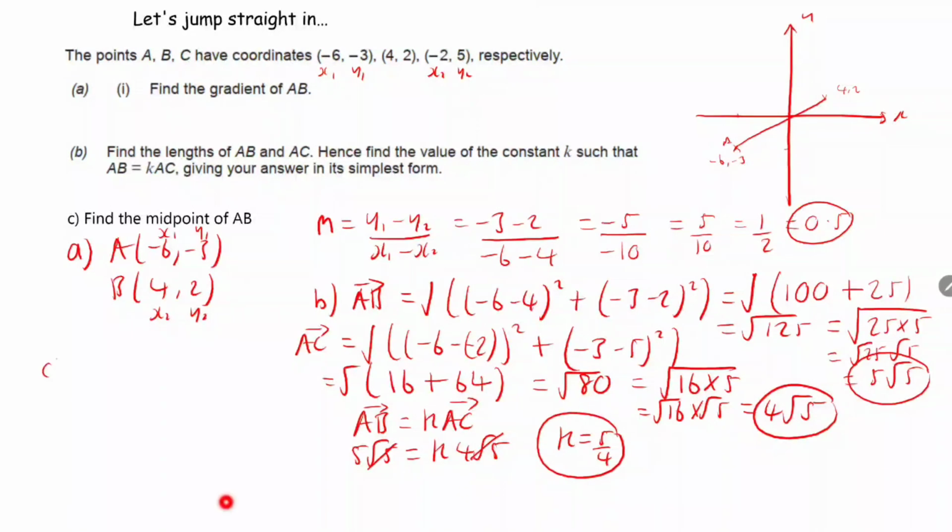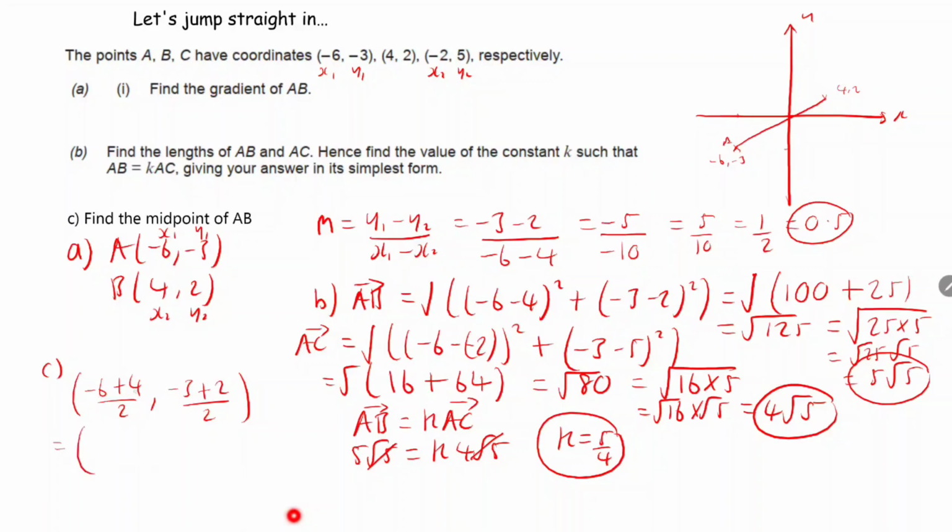And then finally, part C is the midpoint. Okay, so we're going to apply our averages. We want the midpoint of AB. So it's going to be -6 plus 4 over 2. Then -3 plus 2 over 2.